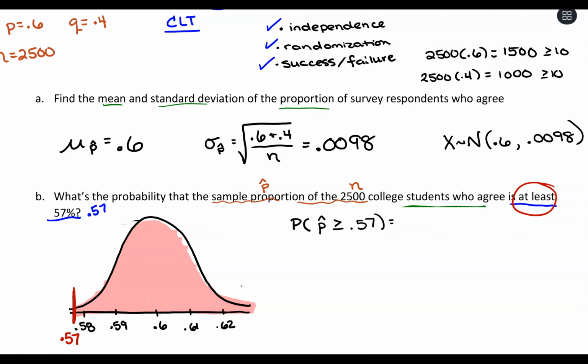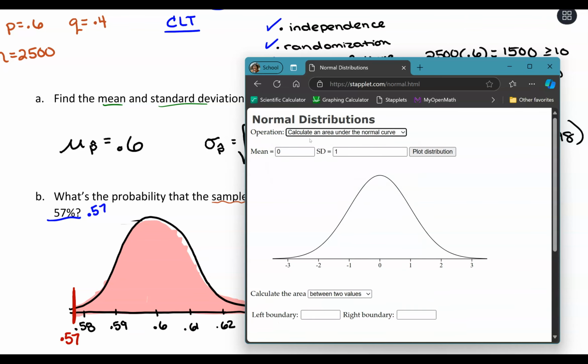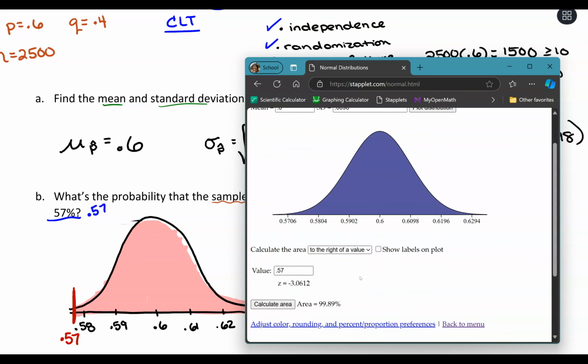Okay, but from there, let's go onto Stapplet. So we're going to our normal distribution. I want to calculate an area under the curve since we're looking for a probability. We have our mean of 0.6. Standard deviation, I don't want to round here. I'm going to keep that 0.0098. Plot that distribution. There's a more detailed graph there. And it's still 0.57. It's even beyond that third standard deviation away. So we're pretty far out there. And then we're looking for an area to the right because we're looking for at least 0.57. Let's plug in 0.57 and see what we get out.